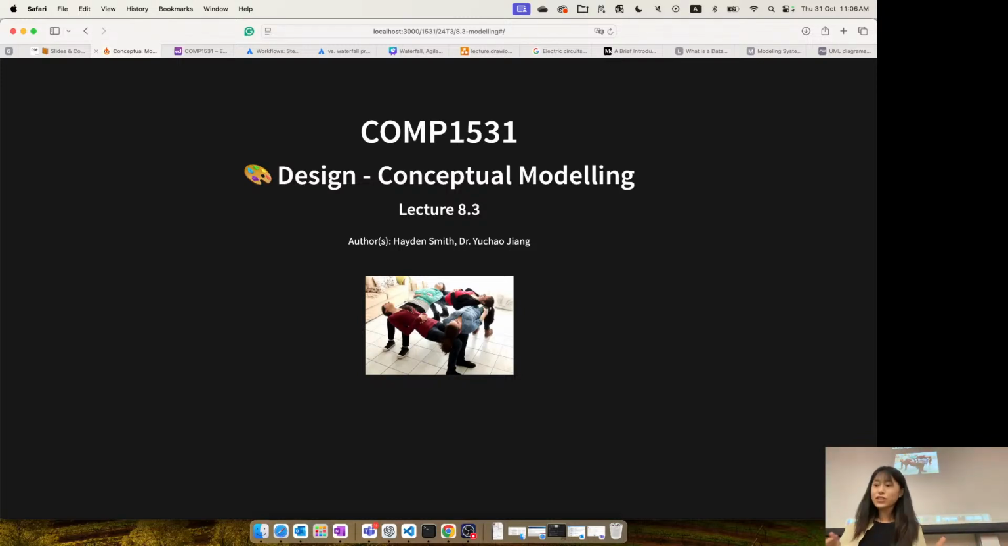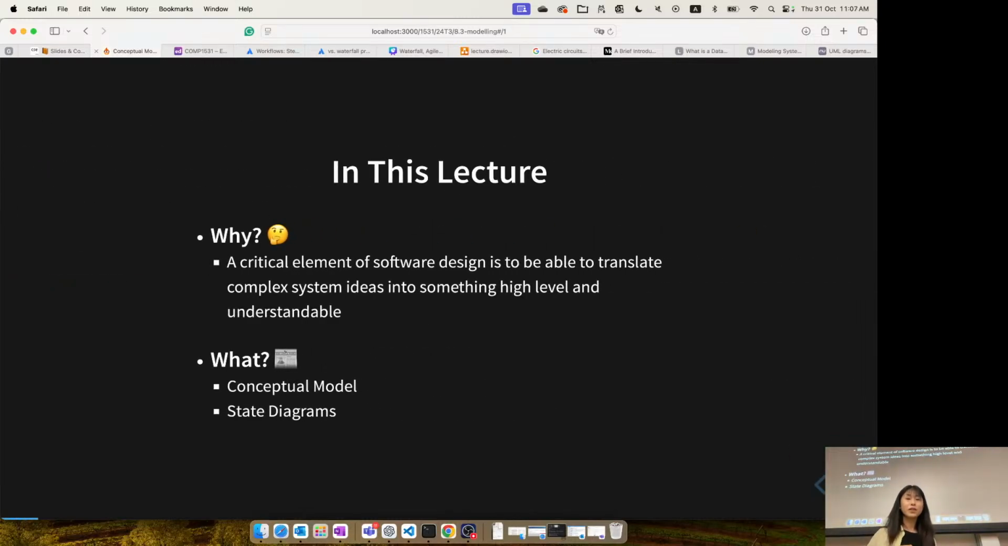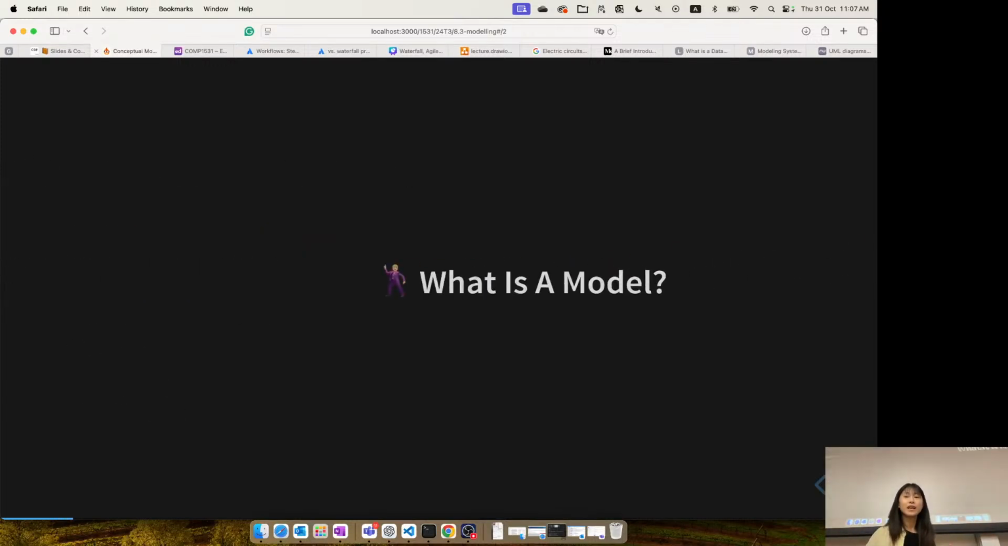Okay, so the first topic of today is conceptual modeling. We'll talk about what conceptual modeling is, and more specifically, one type of conceptual modeling, which is state diagrams. We'll talk about what that is, as well as how we can draw a state diagram. We are going to do some activities together today, and I'm also going to give some feedback. So that's the plan for this first lecture.